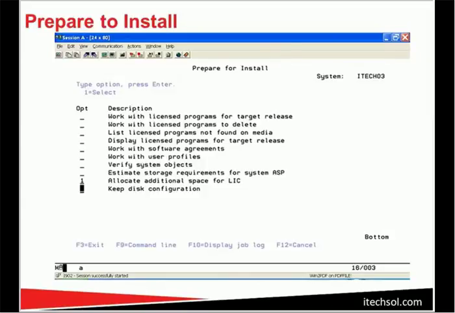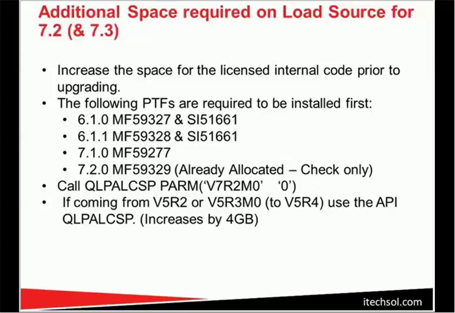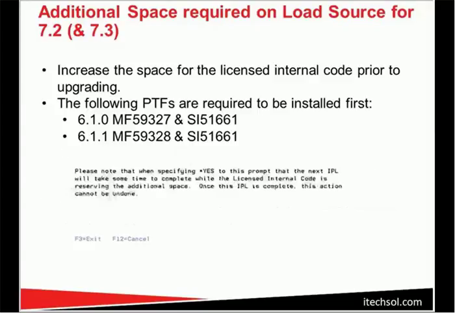I recommend just doing it now. You can never do this too early. You'll get an IPL done with it, and you'll be all set, and it's done. So you'll have your space, and you can go into this. If you go into it a second time, it's not going to hurt anything. It's going to say, "Hey, I've already allocated the disk space. You're fine." You need to make sure that you have the required space on the load source before you increase it, and these PTFs at 6.1, 6.11, 7.1, and 7.2 are required to make sure it works when you're doing the upgrade and the check for that. So you want to get those PTFs on first.